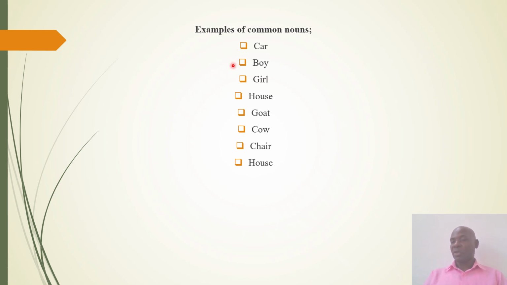You're talking about a boy. We don't know which kind of boy or who this boy is that we are talking about. The same thing with girl, house, goat, and many others. So we are referring to these nouns in general. That is why anytime you are using them, make sure that you start with a small letter when you are writing the common nouns in the middle or at the end of the sentence, but start with a capital letter when you are starting a sentence with the common noun.